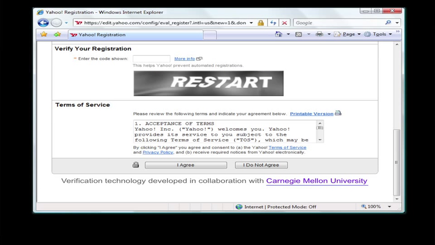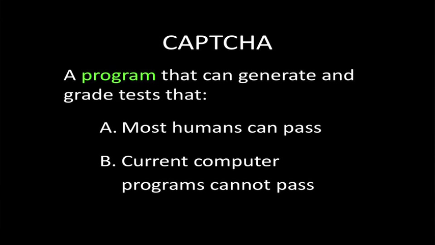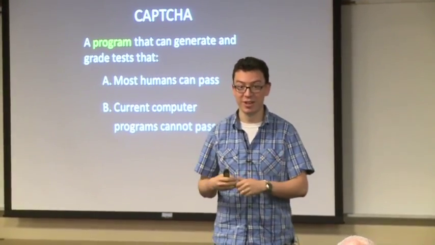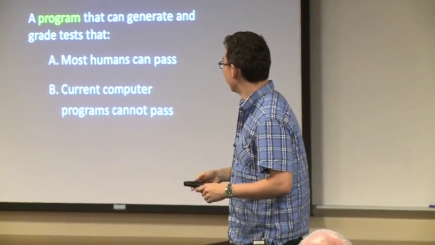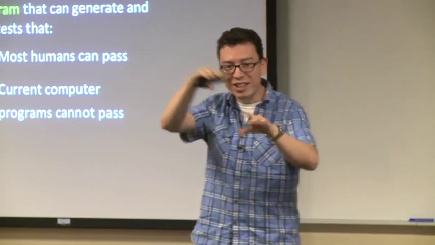Okay. Now, in general, a CAPTCHA is just a program that can tell whether its user is a human or a computer. Okay, let me say that another way. A CAPTCHA is a program that can generate and grade tests that most humans can pass but current computer programs cannot. Okay, so notice the paradox here. A CAPTCHA is a program that can generate and grade tests that it itself cannot pass. Okay, so in that way, CAPTCHAs are a lot like some professors. We do that.